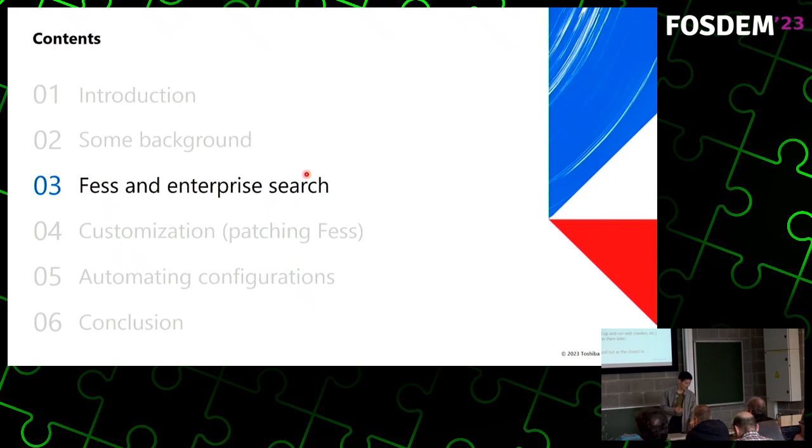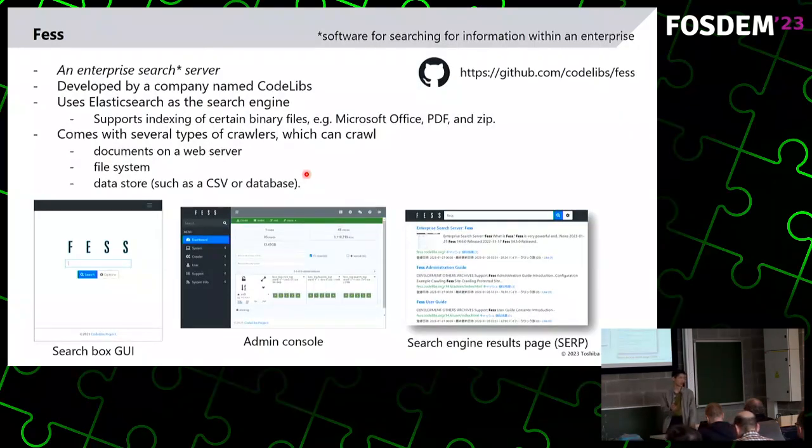is Fess. So next, I'm going to quickly talk about what this tool is and what it's like to use it, as I don't think this is particularly a well-known tool. So Fess is, as the README on the GitHub repo says, a powerful but easily deployable enterprise search server. Enterprise search here describes software for searching information within an enterprise, as opposed to web search like Google and DuckDuckGo. Now, Fess uses Elasticsearch as its search engine, meaning that indexing certain binary files, like Office files and PDF files, is more or less automatic.